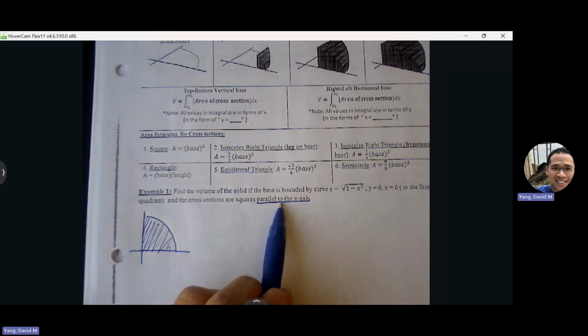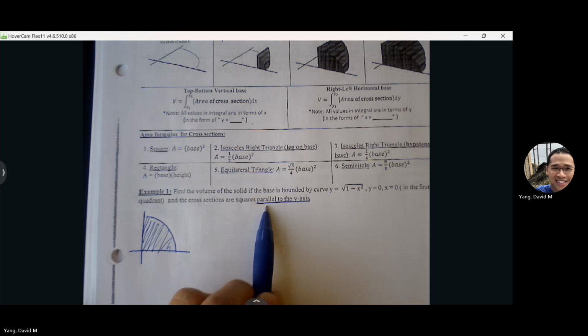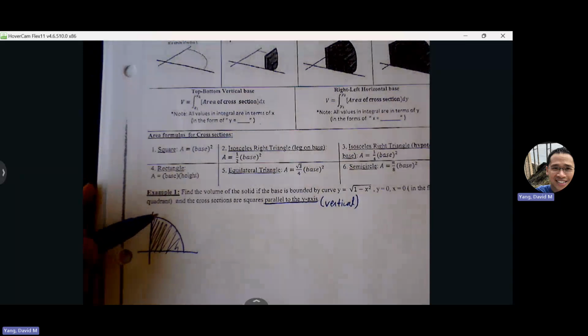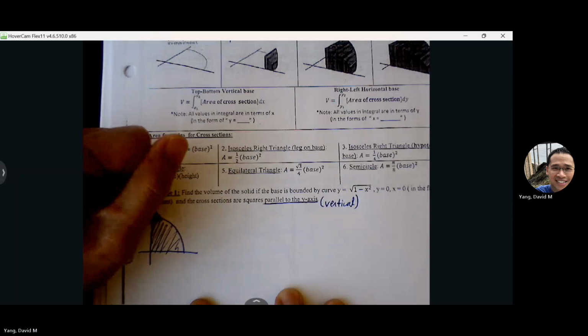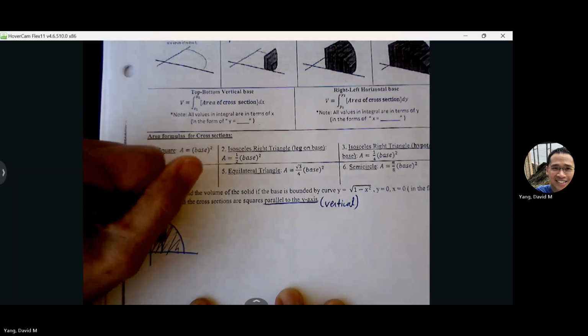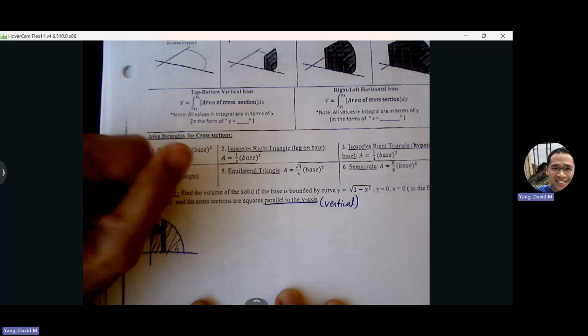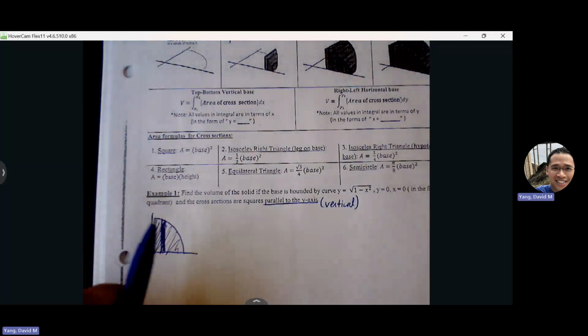So which direction is that? Parallel to the y-axis. Vertical, okay. So you're going to be building vertical lengths that extend from one boundary to the other. So we're going to draw it this way. Now for cross sections, there is no axis of revolution, there is no rotation, and you're always just going to be connecting between the two boundaries, just like how you do with area.